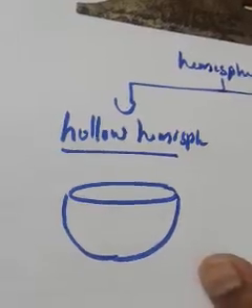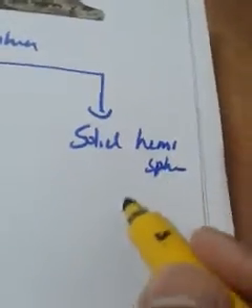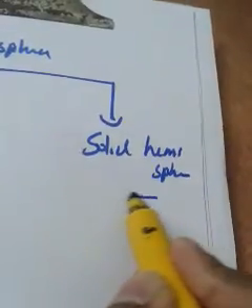You understood hollow hemisphere. But whereas in the case of solid hemisphere, think about an orange, make it as half.